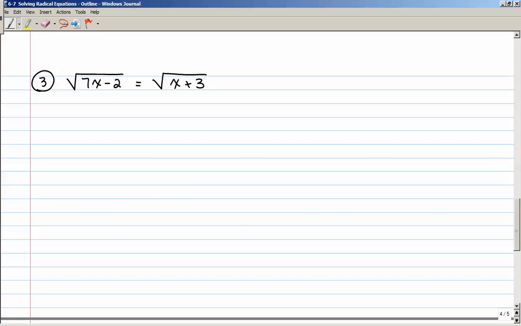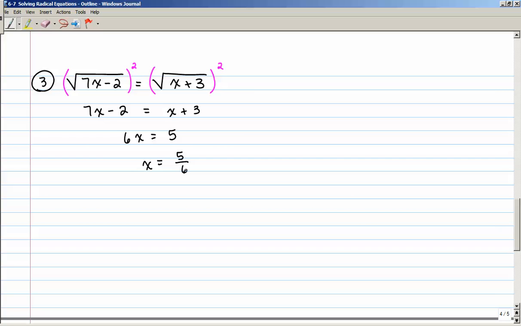Okay, let's give this one a try. We need to square both sides, well, isolate the radical, which we don't really have to. There's a radical on each side, can't do anything to that. So let's go ahead and square both sides, which is really kind of easy. That just gives me 7x minus 2 is equal to x plus 3. And solving for x gives me 6x equals 5, or x is equal to 5/6.